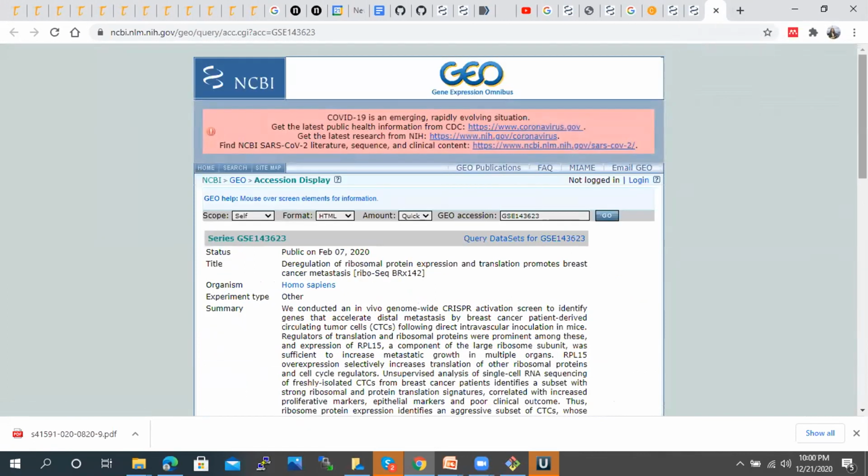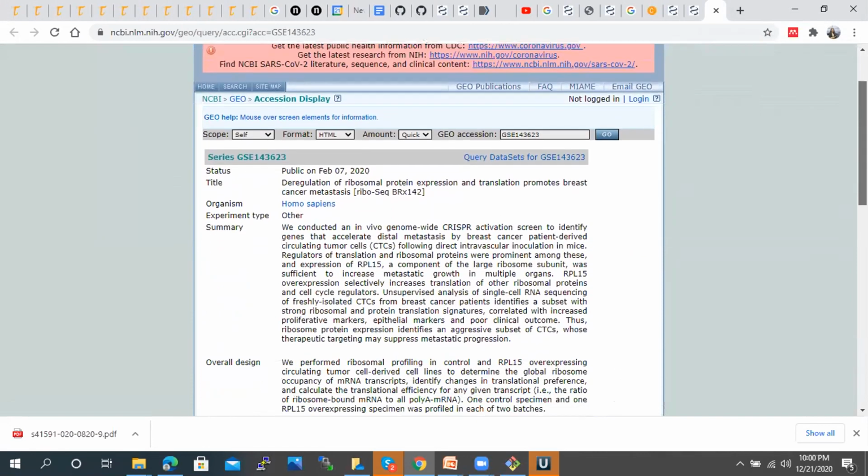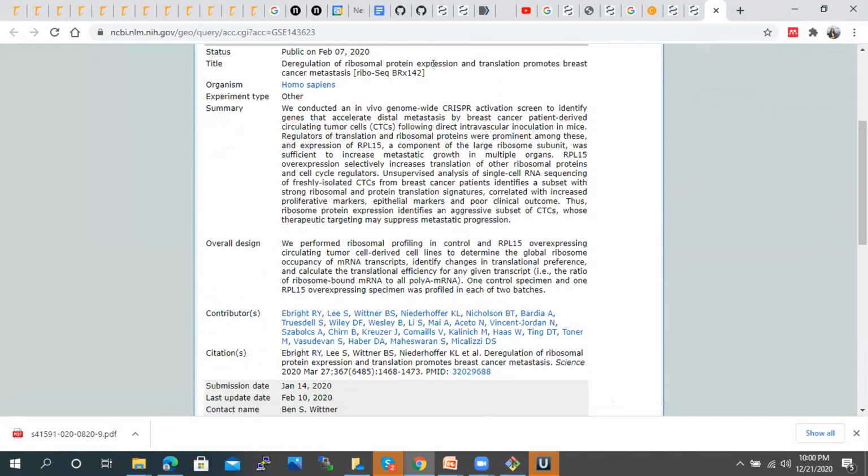Once you have a series, you will find the details of exactly what the data set was that was submitted, and what analysis was previously done on that data. You can go through here, and under the summary you will find all the details. Under the overall design, you usually get information on how many samples there are.